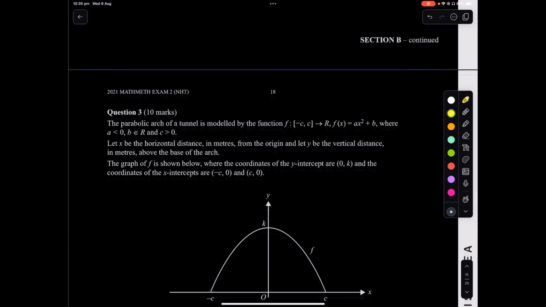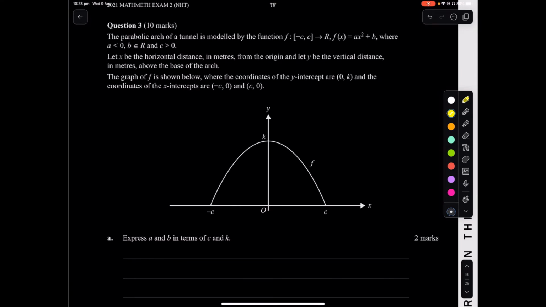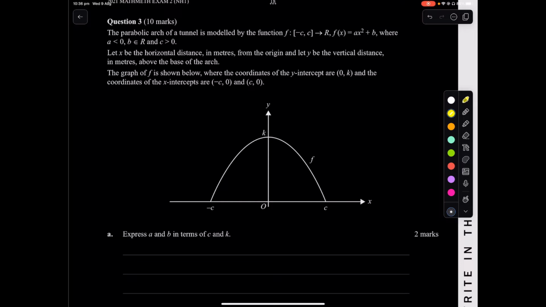Yeah. Question 3. The parabola arc of a tunnel is modeled by the function negative, so this, where a must be less than 0, and b is an element of all reals, and c must be greater than 0. Okay. Let x be the horizontal distance in meters from the origin, and let y be the vertical distance, in meters above the base of the arc. The graph of f is shown where the coordinates of the y-intercept are 0, k, and the coordinates of the x-intercepts are these.